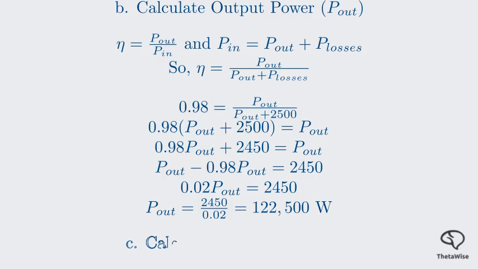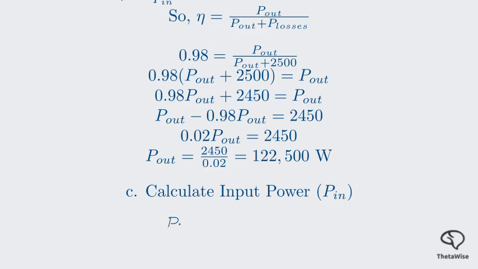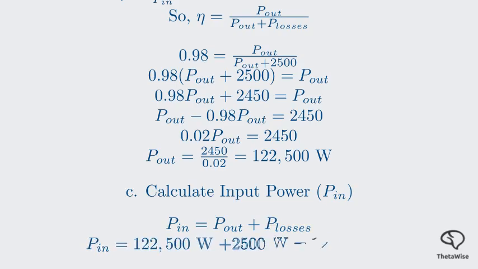Step 4. Calculate the input power. Now that we know the output power and the losses, we can use the input power equation. Input power is simply the sum of the output power and the total losses. Plugging in our values gives us 122,500 watts plus 2,500 watts, which is 125,000 watts. And that's how you can combine the concepts of transformer losses and efficiency to solve a practical problem. Always remember the 3 key formulas for efficiency, input power, and output power.